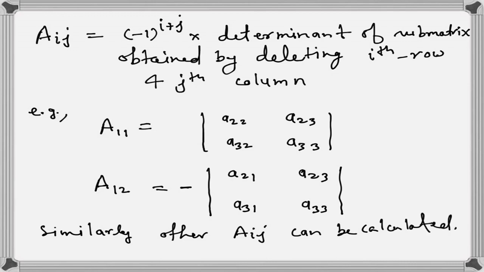So to find the adjoint of A, we first calculate all these cofactors, then we form a cofactor matrix and take its transpose. That will be the adjoint of A. So now we know how to calculate the inverse of a matrix.